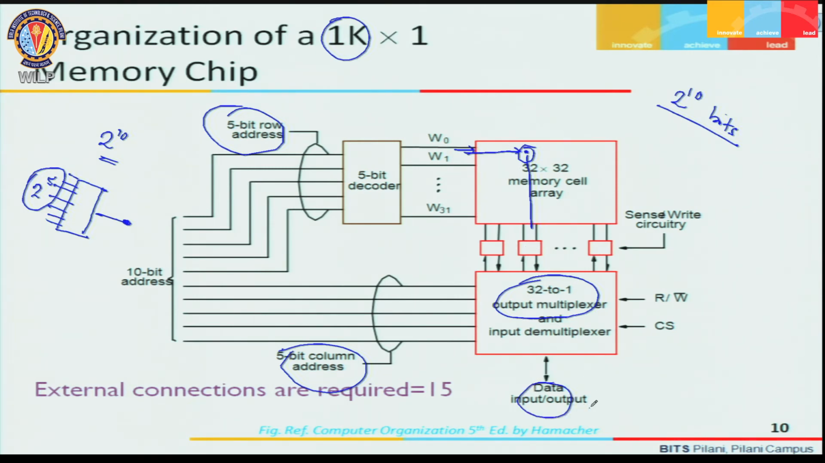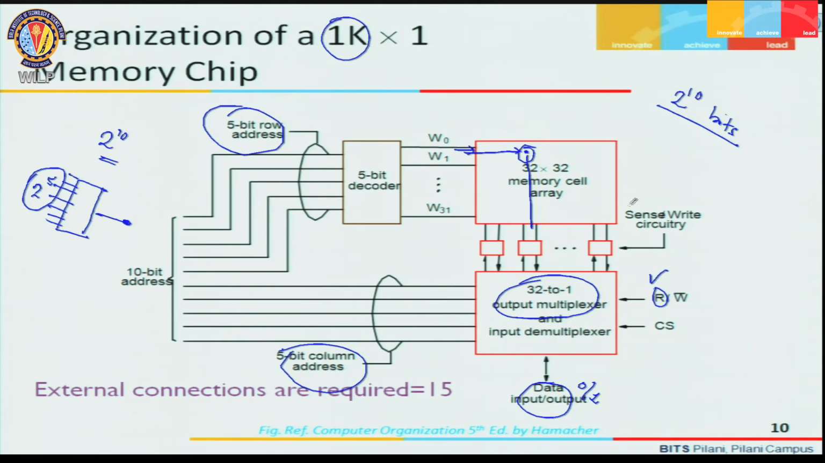Whatever is selected here is enabled, so it will be transferred and that bit can be read here as an output, whether it is 0 or 1, for a read operation if this control signal is read. For a write operation, in place of the multiplexer, a demultiplexer will be used. The demultiplexer operation is the reverse of the multiplexer.